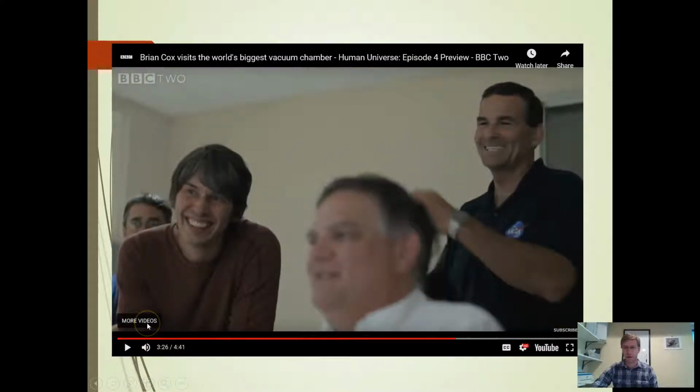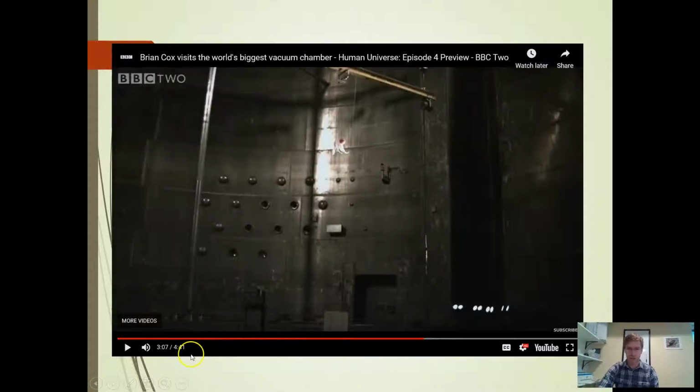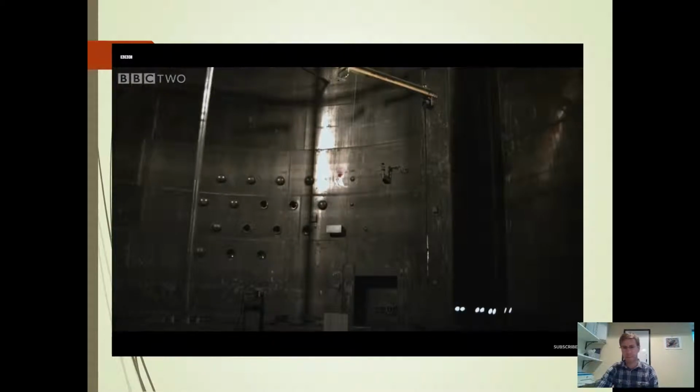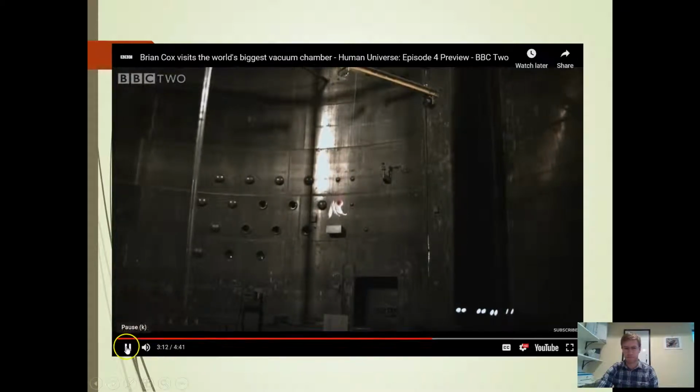And that's one of my favorite parts too, just to see these guys working for NASA. Brian Cox, who's an incredible physicist, just so pumped up to see the exact same thing. If we go back just one more time, check this out. The feathers and the bowling ball falling so perfectly together at the exact same time.